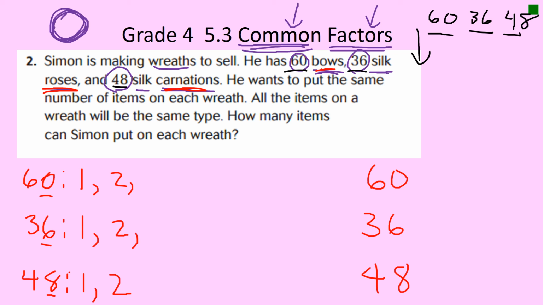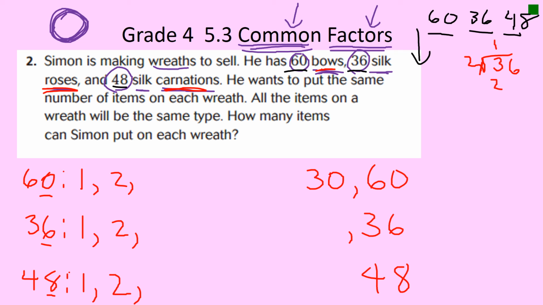Factor partners for 2. That means 2 times what? Or factor pair, I think they called it. 2 times what is 60? Okay, so what's half of 60? What's half of 6? 3. What's half of 60? 30. Okay? 2 times what is 36? So you can do the same thing. What's half of 36? Or if you want to, you can do a little division problem. Okay? It's completely up to you how you find these factor pairs.